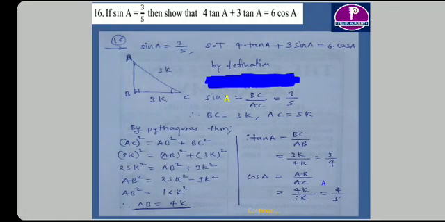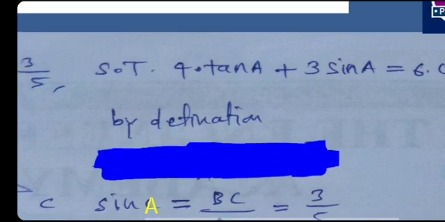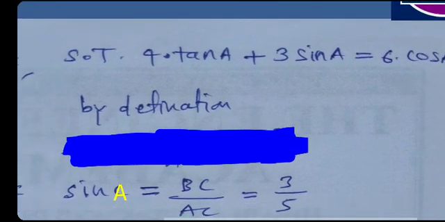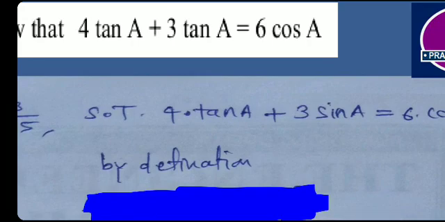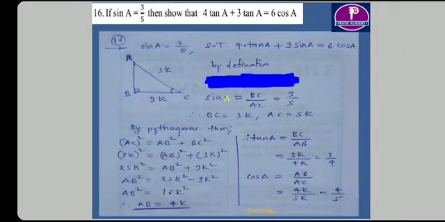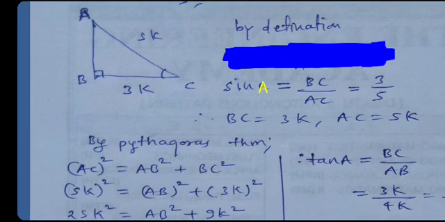Then in the 16th, given is sin A is 3 upon 5, then show that 4 tan A plus 3 tan A is equal to 4 cos A. So there is one printing mistake. It is actually 4 tan A plus 3 sin A is equal to 6 cos A. So correct this down, 3 tan A is replaced here by 3 sin A. Okay, so according to the given data, we have drawn here a triangle.